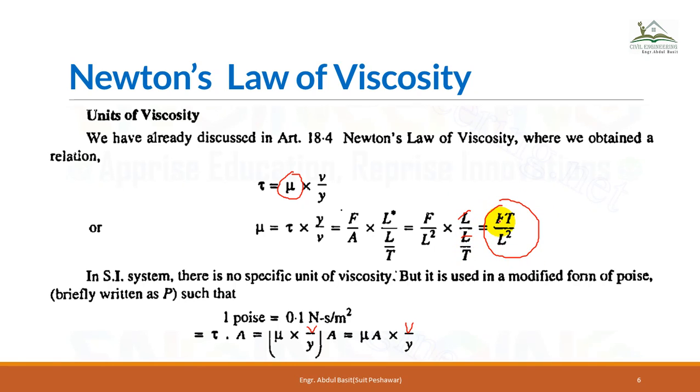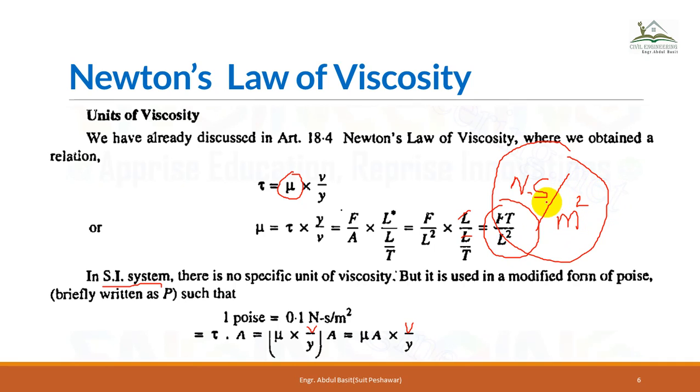This force has the unit newtons, T has the unit seconds, and L has the unit meters, so this is meter square. This is now the unit of viscosity we want to have. In SI units we don't have a particular named unit for it. It can be taken as Newton seconds per meter square. In the form of dimensions, that is force T by L square.